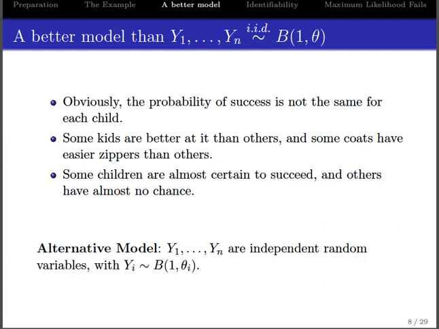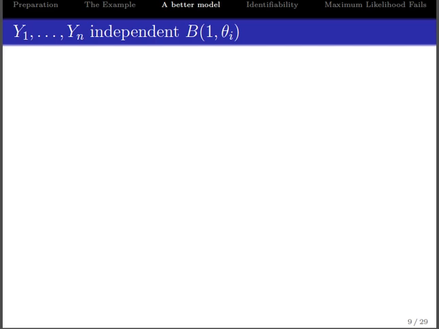So here's an alternative model. Let y1 through yn be independent random variables with yi still Bernoulli, but now the theta has got an i on it. There's a different probability of success for each kid in the sample. Don't you think that's reasonable? It might be true for the coffee too. Anyway, here we go. y1 through yn are independent Bernoulli with parameters 1 and theta i, and you can think of this now as a two-stage sampling model. The process of observing whether the succession of children can zip their coats or not is a two-stage sampling model.